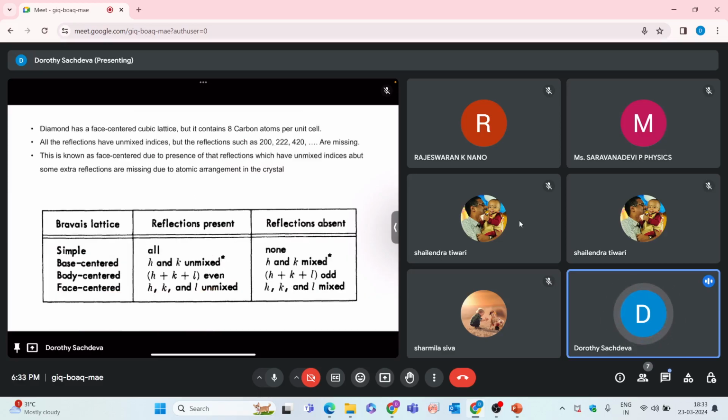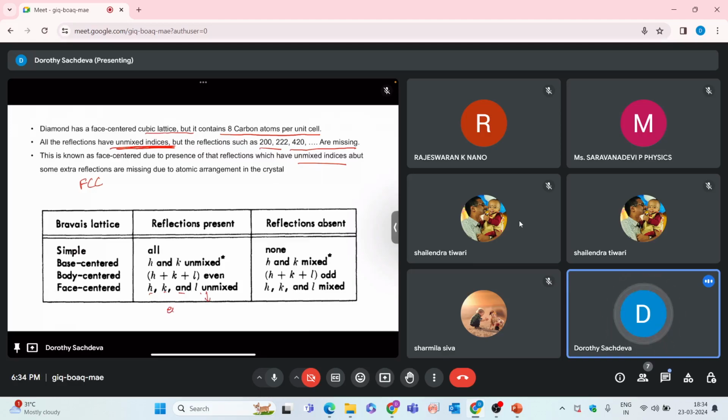Diamond has a face-centered cubic lattice, but it contains 8 carbon atoms per unit cell, so all the atoms are carbon only. All the reflections have unmixed indices, which is true for the FCC system. But the reflections such as 200, 220, 420 are missing in this case because of the presence of a single atom type. Since it is FCC, it's written down in the table.